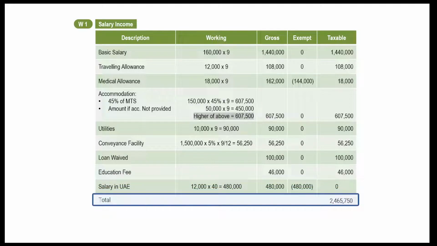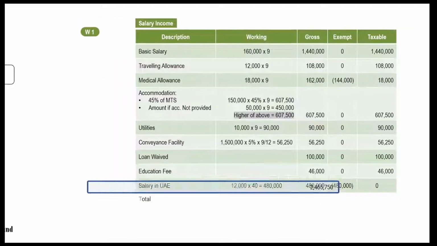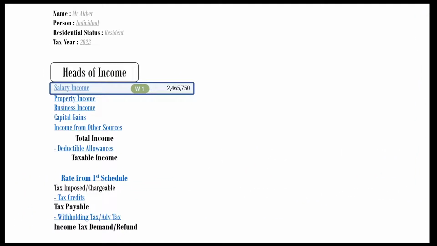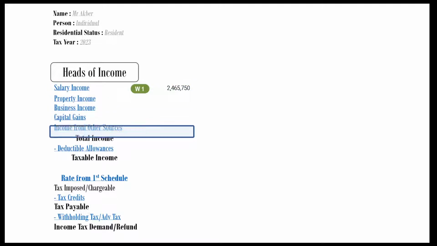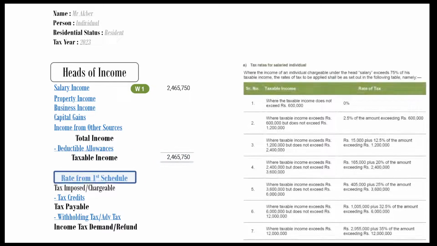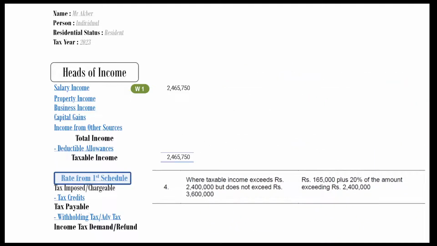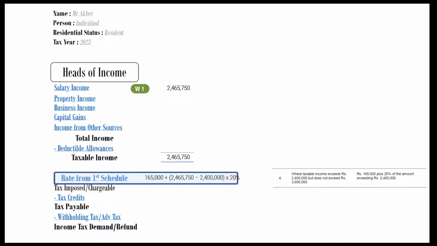Make its total. Total taxable salary income is Rs 2,465,750. Mention total on main answer format. Also mention working reference for convenience of examiner. Calculate taxable income. Now we need a rate of tax. Tax rates are given in exam. Therefore no need to memorize these tables. Fourth slab is applicable here. Using this tax slab make your working.